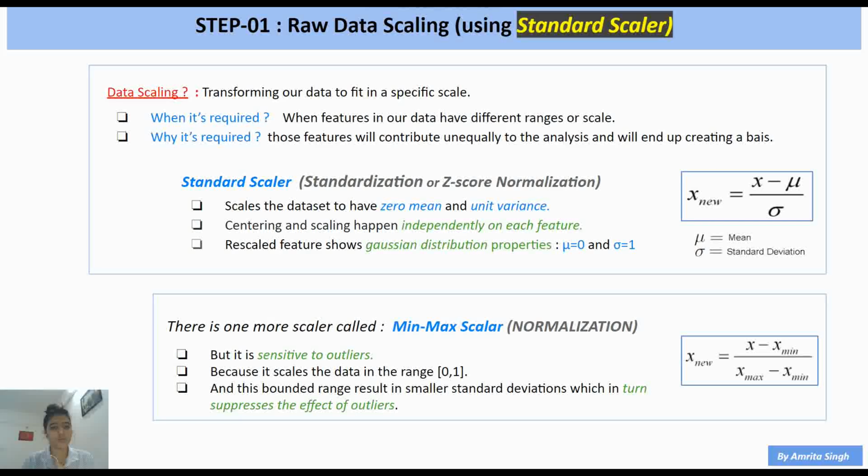Now there is one more scaler called min-max scaler, also known as normalization. But it is very sensitive to outliers, because it scales the data in the range 0 to 1, and this range results in a smaller standard deviation, which in turn suppresses the effect of outliers, the noisy data points. So it's better to go with the standard scaler. But it also depends on the problem statement. What does it require?